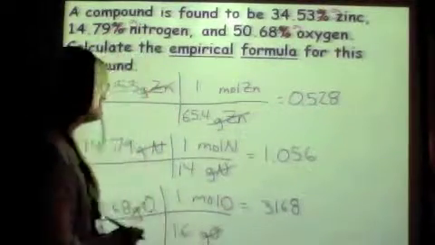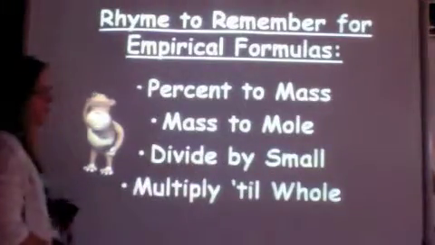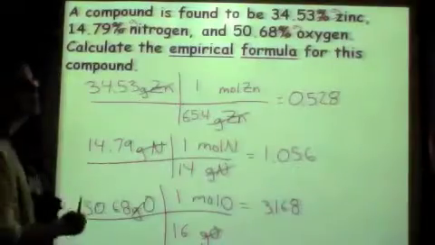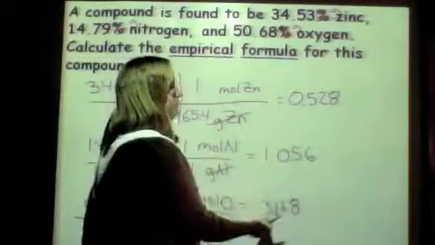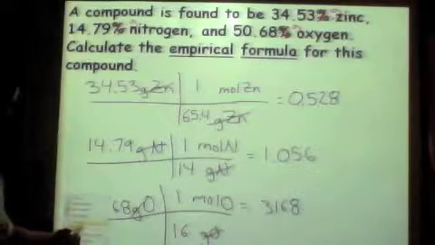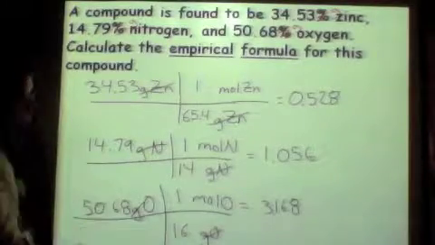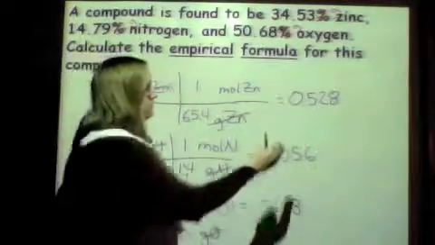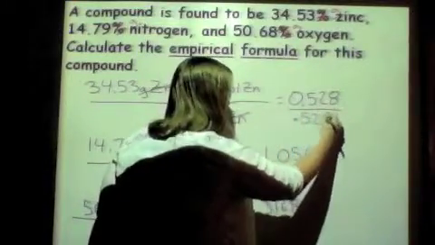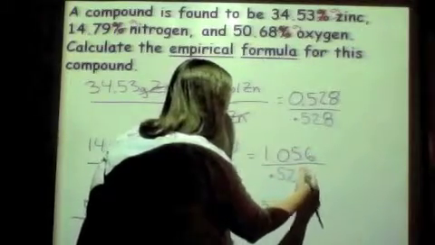Okay. Step 3, divide by small. So we have 3 values as of right now. What do you think it means to divide by small when looking at these 3 values? You're going to take the smallest of those values and divide every single one of them by that value. In this case, our smallest value is 0.528. So you're going to divide all of the values that you got by that number.